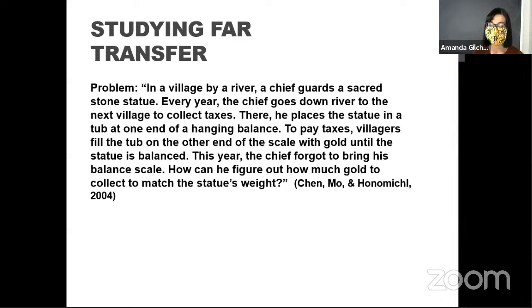In a village by a river, a chief guards a sacred stone statue. Every year, the chief goes downriver to the next village to collect taxes. There, he places the statue in a tub at one end of the hanging balance. To pay taxes, villagers fill the tub on the other end of the scale with gold until the statue is balanced. This year, the chief forgot to bring his balance scale. How can he figure out how much gold to collect to match the statue's weight?